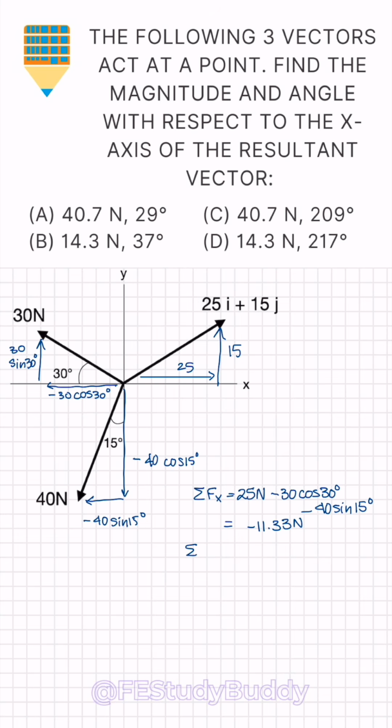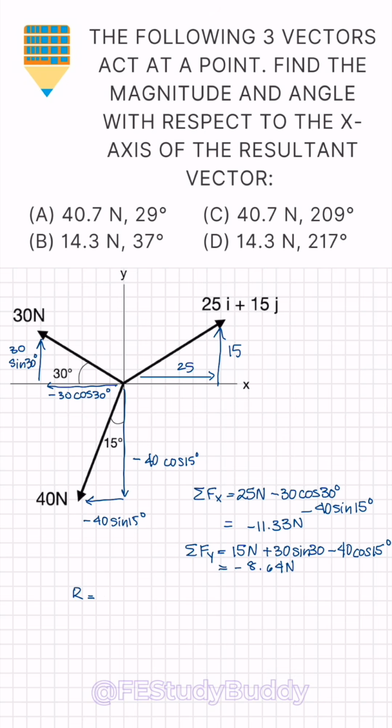Next, we'll do the sum of our y components. From our first vector, we have positive 15 newtons. Our second vector, we have positive 30 sine of 30. And our third vector, we have minus 40 cosine of 15. That gives us a y component of negative 8.64 newtons.